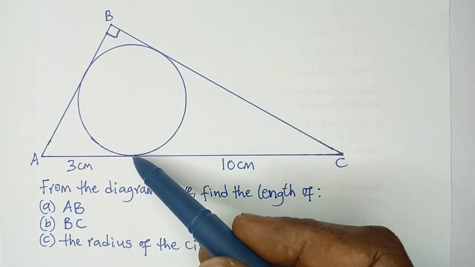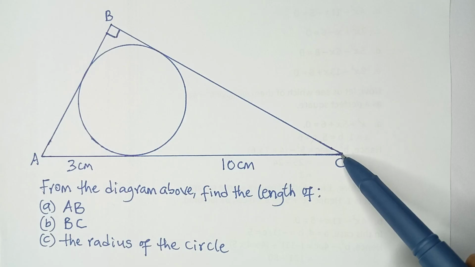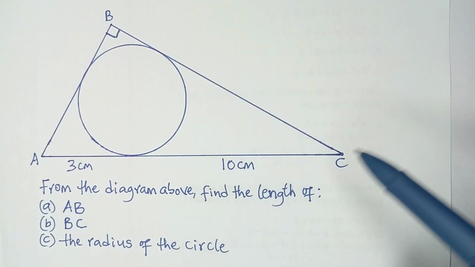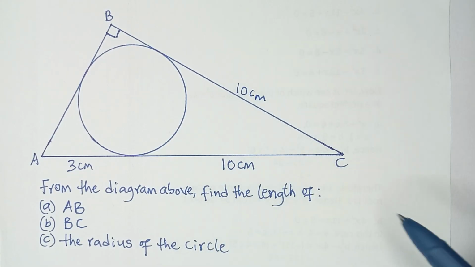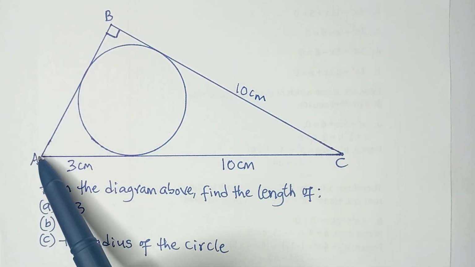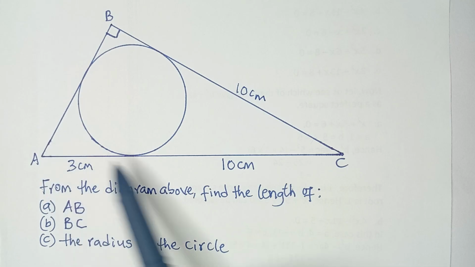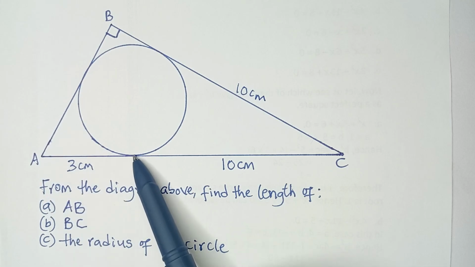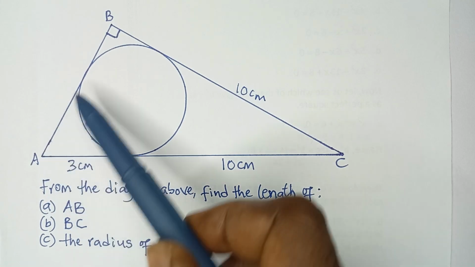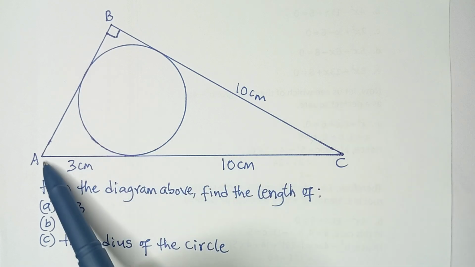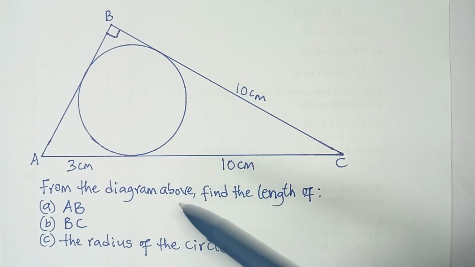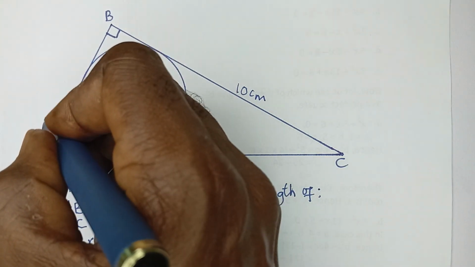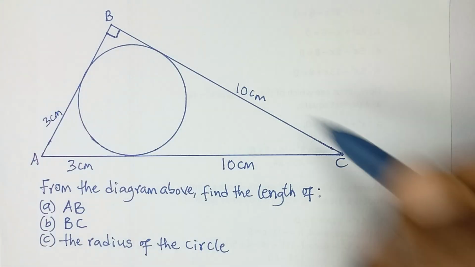So if the tangent from here to this point is 10 centimeters, that means from here to this point will also be 10 centimeters since they are equal. Similarly, we have from an external point A to the circle a tangent, and from this same point A to the circle another tangent. If this is 3 centimeters, this will also be 3 centimeters, the same theorem.